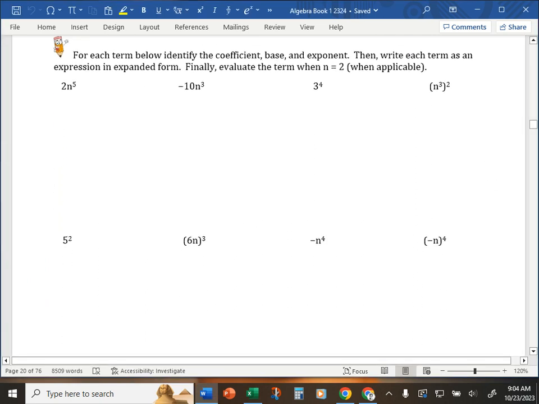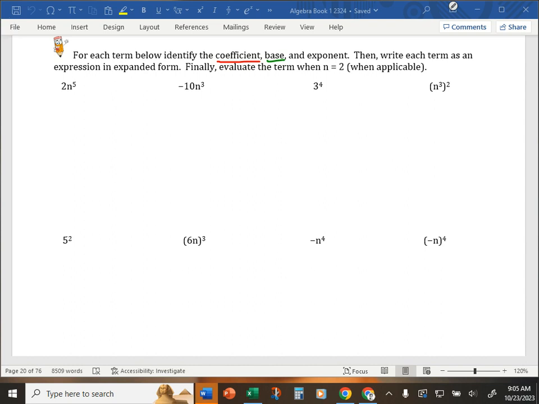It says for each term, identify the coefficient, the base, and the exponent. I'm going to underline the coefficient in red, the base can be in green, and the exponent can be in blue. Then it says write each term as an expression in expanded form, and then finally evaluate the term when n equals 2 when applicable. Okay, not all expressions have an n, right?